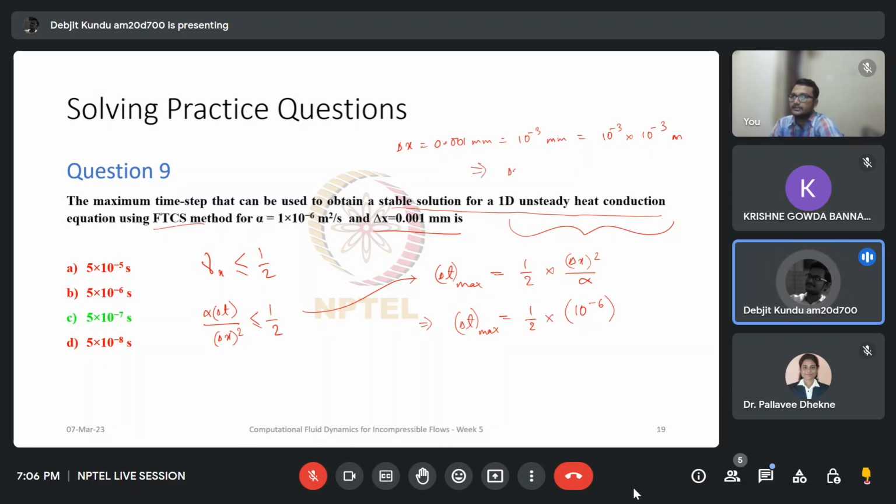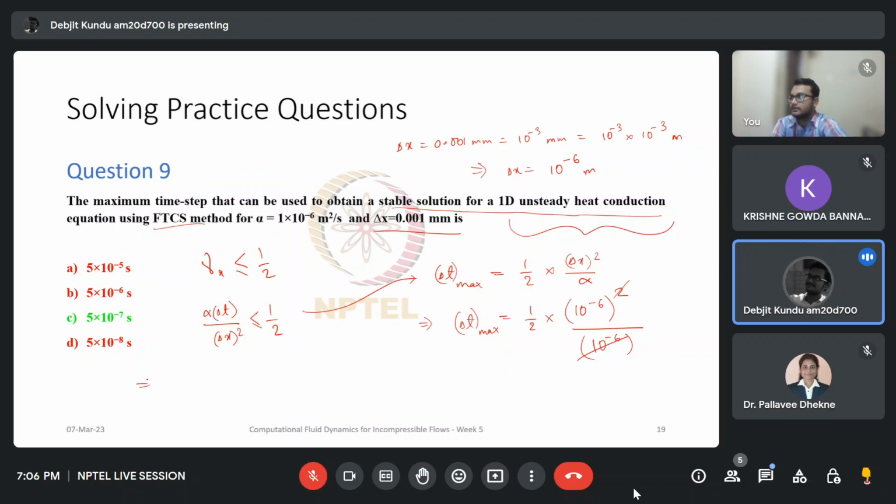So ultimately delta x becomes 10 to the power minus 6 meters. So this is it, then square, and we have alpha in the denominator. Alpha itself is 10 to the power minus 6 meters square per second. That is already in SI unit. So one of the denominator and this would cut off, and half is 0.5.